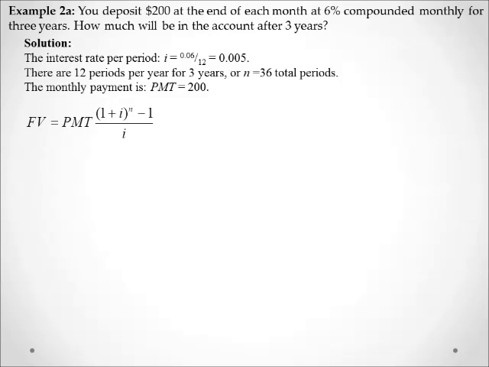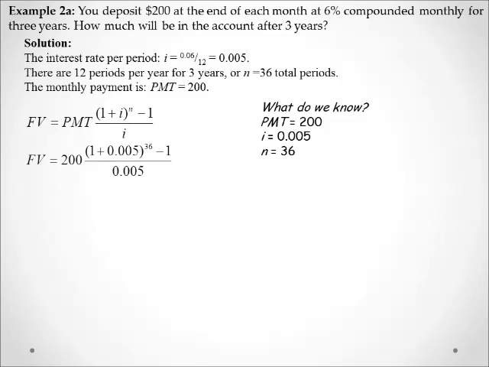So once again, we'll use this formula, and we know these numbers. So payment is 200, I equals 0.005, n equals 36. Plug all of that into the formula, and then simplify and solve as much as you can.